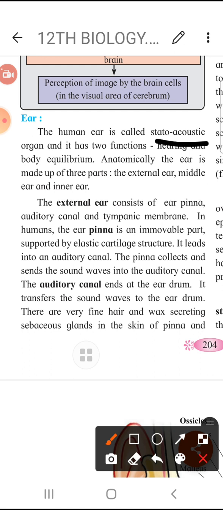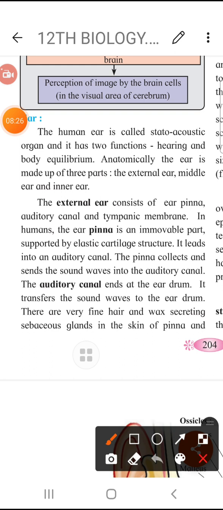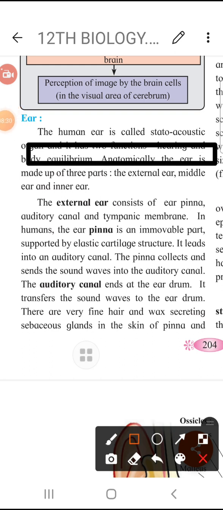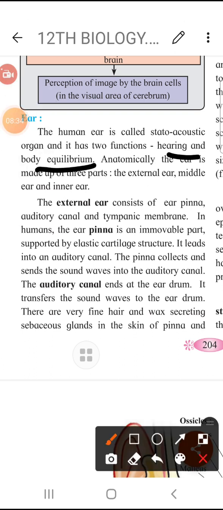So your ear are managing two functions. Number one, hearing and body equilibrium. Just mark it like that, body equilibrium and hearing. Now your ear is divided into external, middle and inner ear.